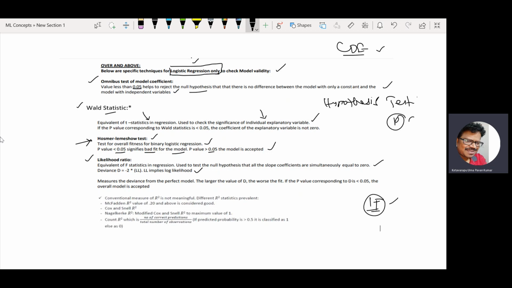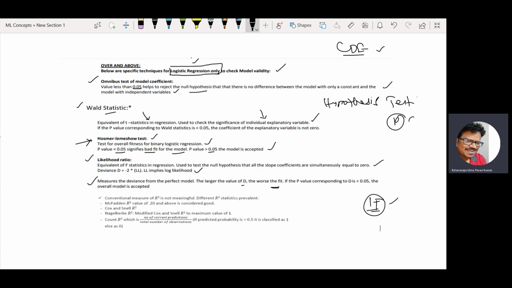It measures the deviance from the perfect model. The larger the value of D, the worse the fit. Obviously, it is something like error. And if the p-value corresponding to D is less than 0.05, the overall model is accepted. If such a slope value becomes zero, then the entire product of that particular thing is zero. Then we cannot say where we stand actually, what exactly our model is giving.